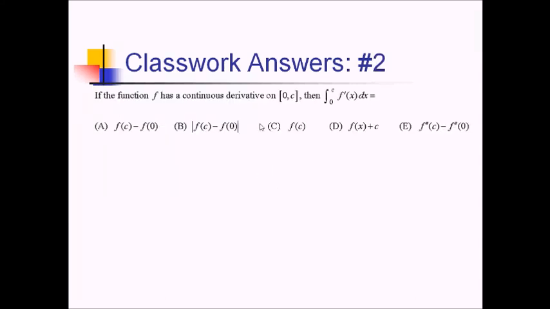For this problem, we have some function f that has a continuous derivative on 0 to c, and we're asking for the integral from 0 to c of f prime of x dx. Well, the antiderivative of f prime is just going to be f, and we're evaluating that from 0 to c. So plugging these in, we just have f of c minus f of 0. And we don't know what either of these actually evaluate to beyond this, so we're just going to have to go with answer choice A.